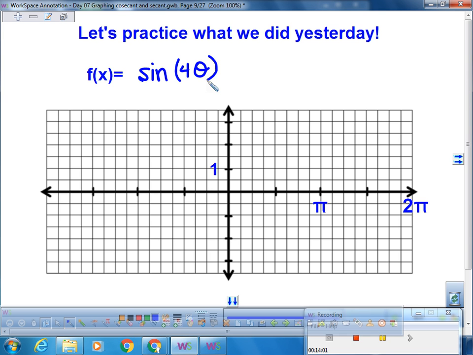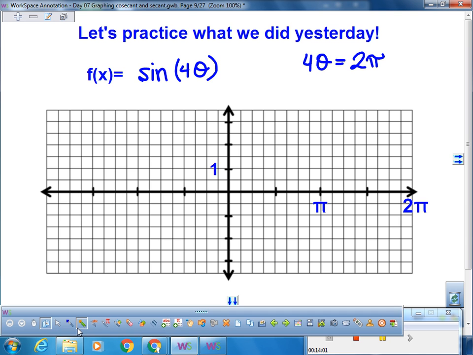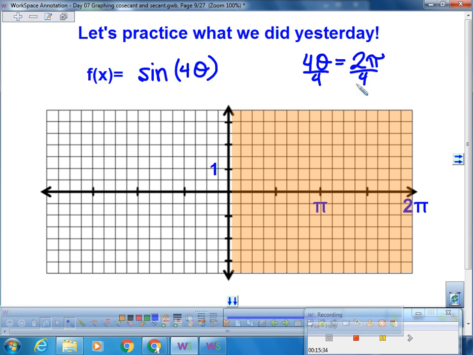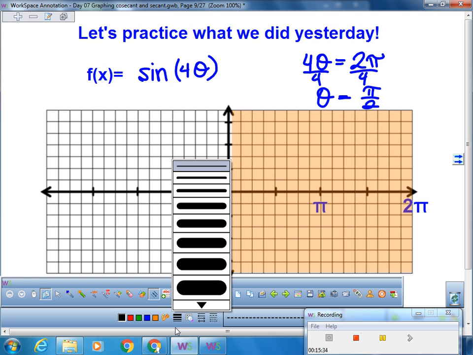Another one? Yes. Okay. Let's do it. So if you want to use this, use this. If you wanted to pull it up, like I did. Okay, so you guys are doing fantastic. How many of you looked at it this way? You divided both sides by 4, and you got one rotation is equal to pi over 2.